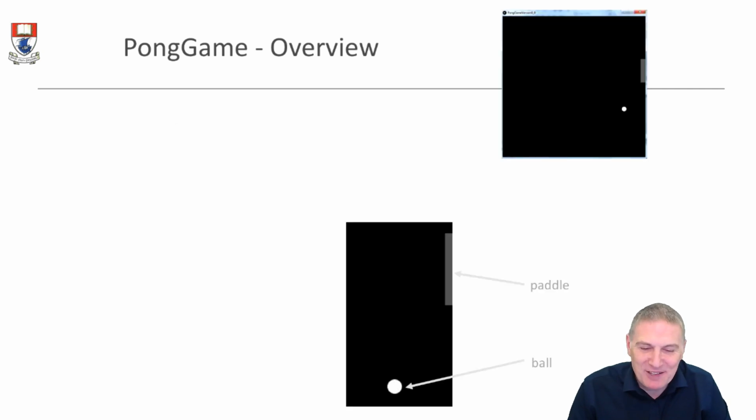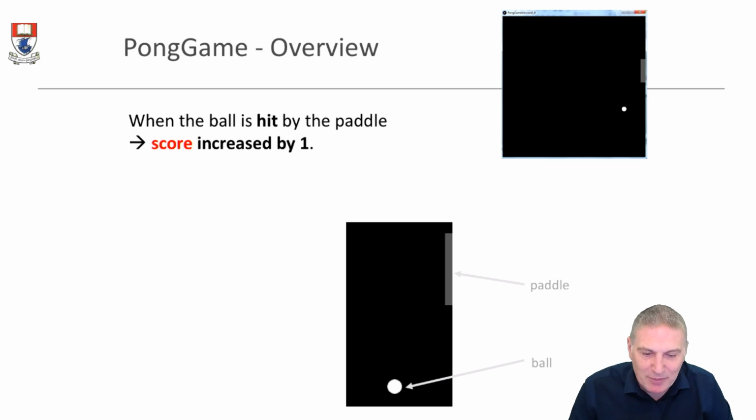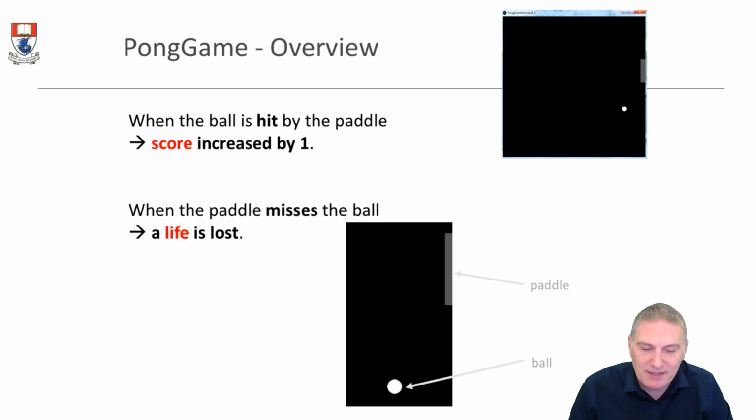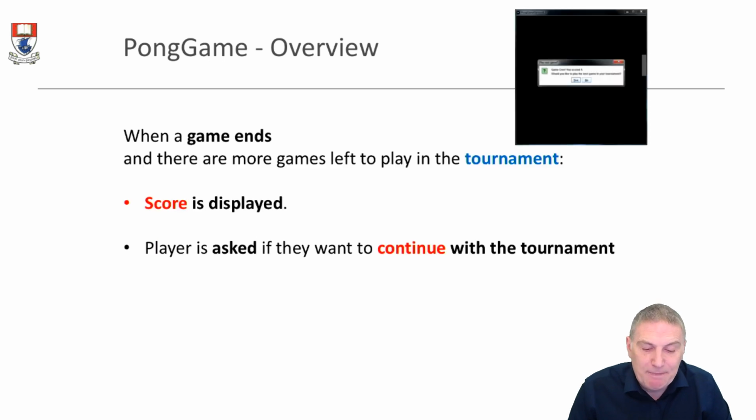Okay, we also have the notion of the paddle and the ball, and I think this was the most common answer that we got from you. So the paddle is the rectangle and the ball is the spot or circle. When the ball is hit by the paddle, the score is increased by 1. When the paddle misses the ball, a life is lost. So we had scoring and lives. The number of lives in a game is 3.